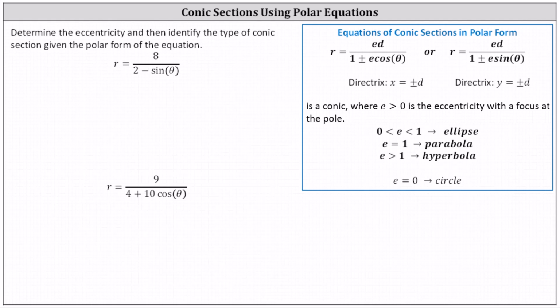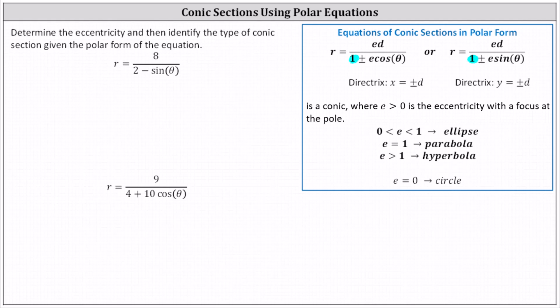Determine the eccentricity and then identify the type of conic section given the polar form of the equation. To do this, we need to write the equations in one of the forms shown here on the right. Focusing on the denominators, notice we need the denominator to be in the form of 1 plus or minus e cosine theta, or 1 plus or minus e sine theta.